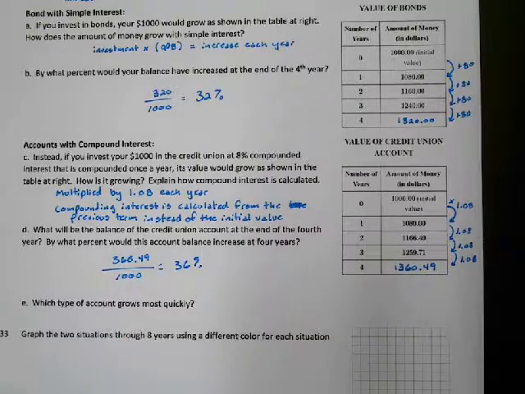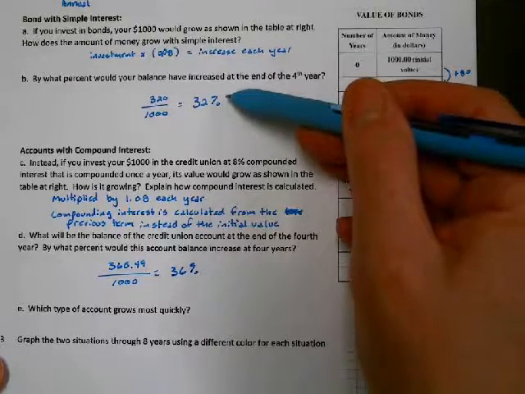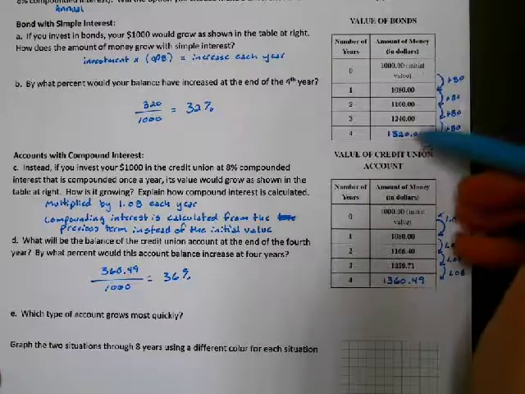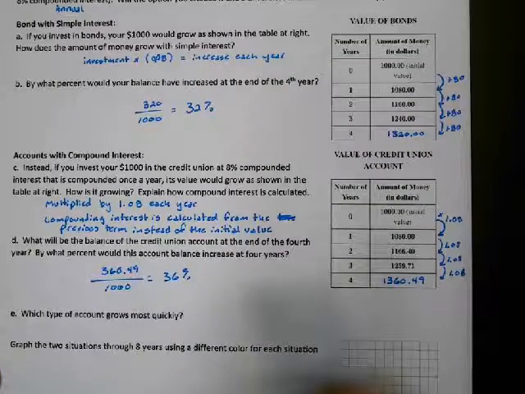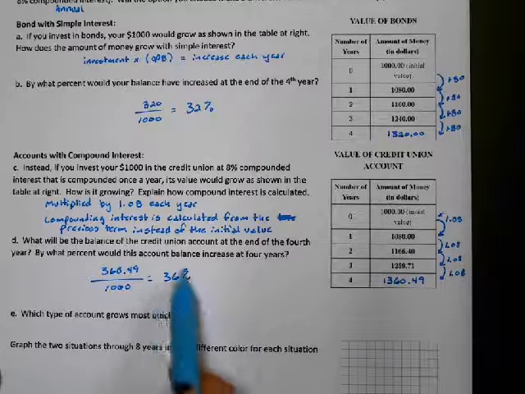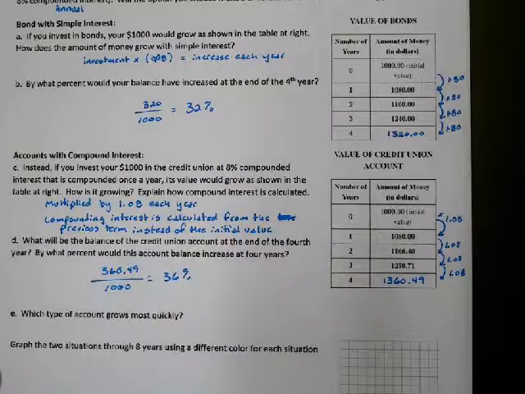So at the end of 4 years, when we were doing the simple interest, we increased by 32% because it's 8% each year. But this one started by doing 8%, and then it was a little more each time, so that the total increase was a 36% increase instead of a 32% increase. Which grows more quickly? Obviously, compounding.